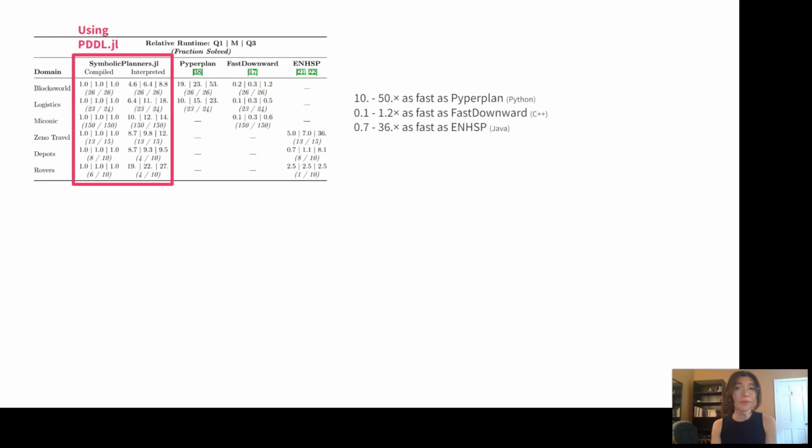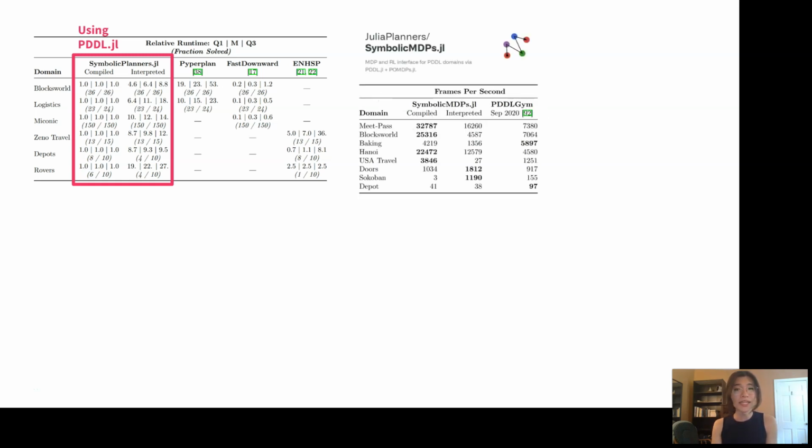And just to illustrate this point, here's a taste of what PDDL.jl is capable of. First, it can be used to write symbolic planning algorithms that exceed widely used alternatives in performance and generality, achieving runtimes 10 to 50 times as fast as a Python alternative, and within an order of magnitude of a state-of-the-art planner written in C++. PDDL.jl can also be used to simulate PDDL domains as reinforcement learning environments. This allows existing RL algorithms implemented in the Julia ecosystem to be used with PDDL domains.